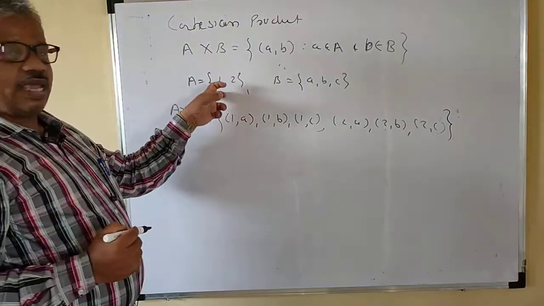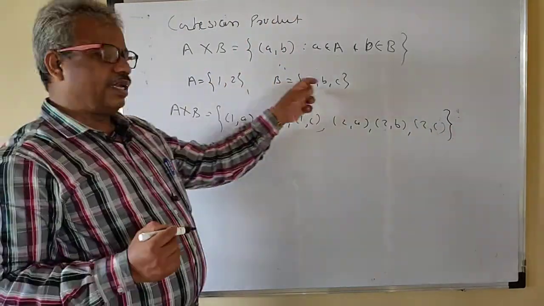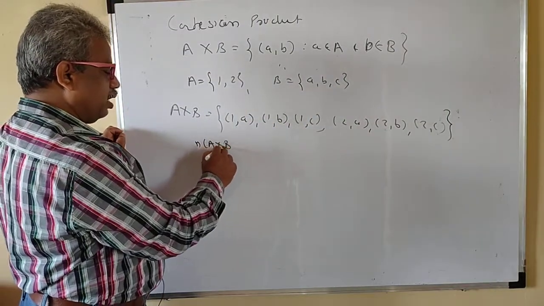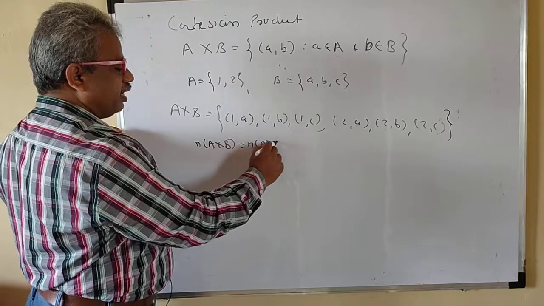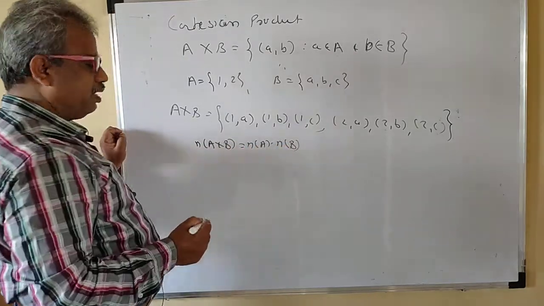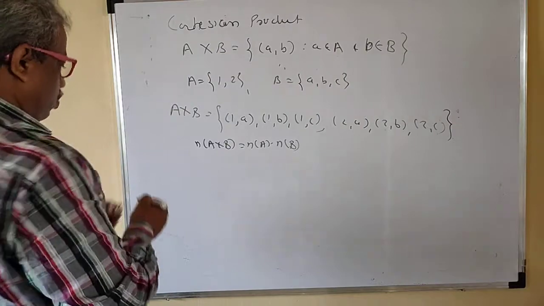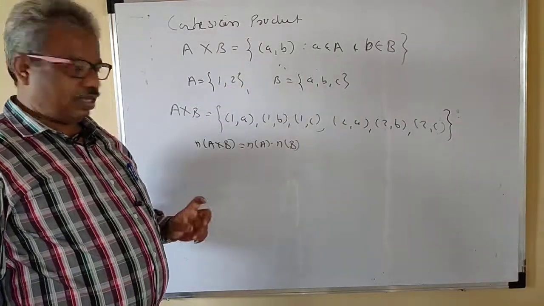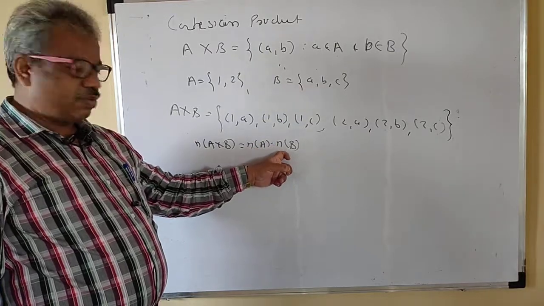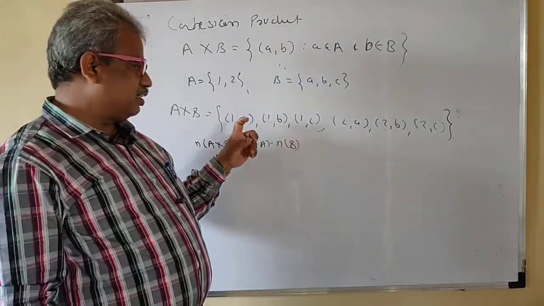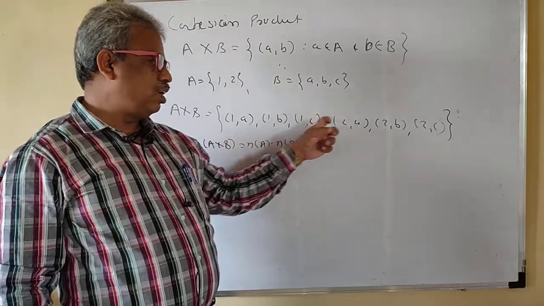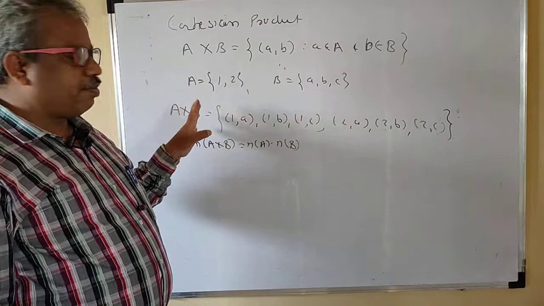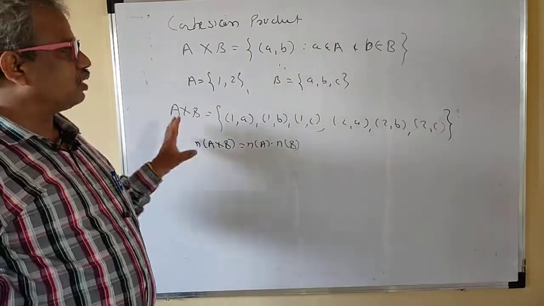So how many elements are in A? There are 2 elements in A and 3 elements in B. So the number of elements in A cross B is equal to the number of elements in A times the number of elements in B, which is 6. Now we will check whether there are 6 elements or not: 1, 2, 3, 4, 5, 6. In this way you can find the cross product of any 2 sets, right?